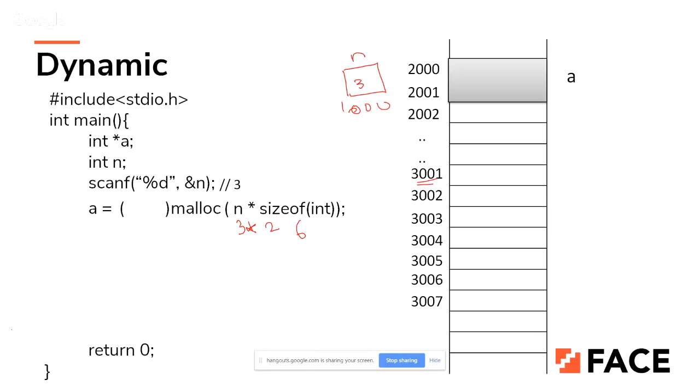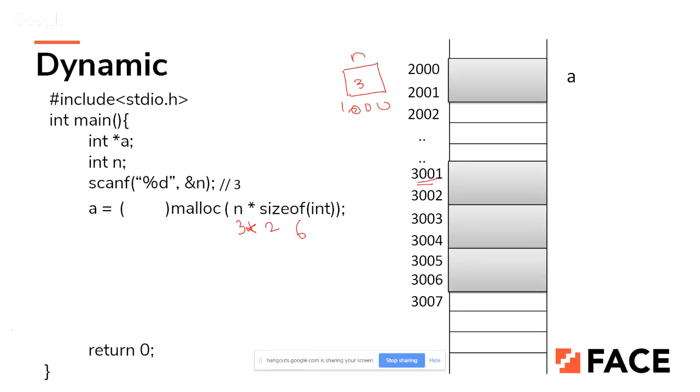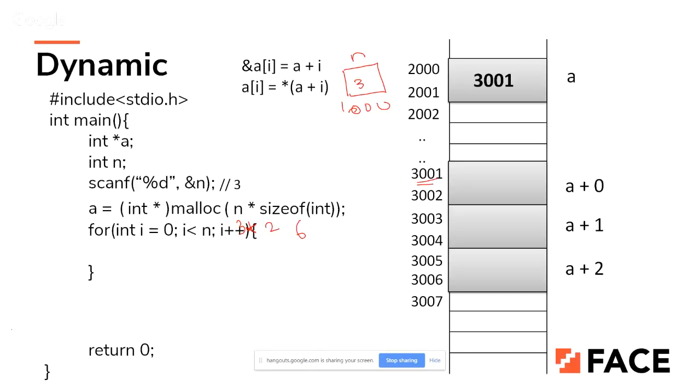Now, n is nothing but the number of inputs which I am going to get, which is 3, into size of integer. Here, 6 bytes of memory will be allocated. The default return type of the malloc function is nothing but void pointer, that has to be typecast into integer pointer, and the starting location of this particular array has to be stored in the pointer variable a, which is 3001.